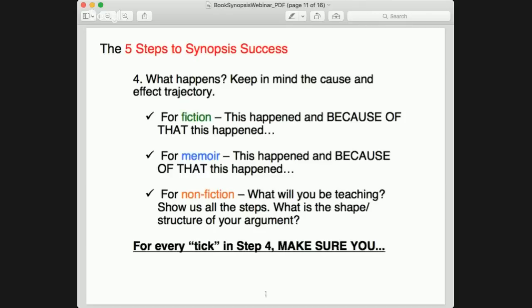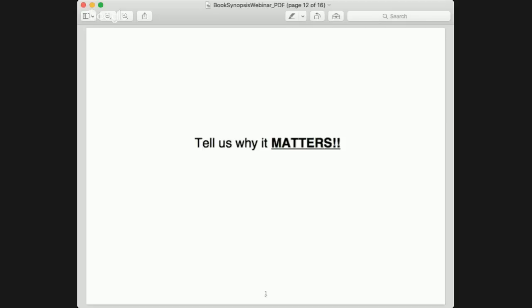So again, step 4 is the cause and effect trajectory of your whole book. And thinking like this, instead of thinking scene by scene or step by step, is going to really help you make this resonate. And the big thing to remember for every single one of the steps that you include, I know I sound like a broken record, but for every one, you want to make sure that you tell us why it matters. It's not just hanging out there in space by itself, with nothing tethering it to your book.